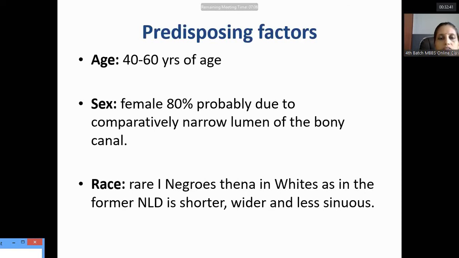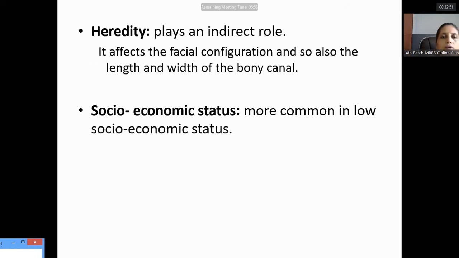It is rarer in Negroes than in whites, as in the former the NLD is shorter, wider, and less sinuous. So heredity plays an indirect role. It affects the facial configuration and so also the length and width of the bony canal. So it can be hereditary but not so common. Socioeconomic status: it is more common in low socioeconomic status.